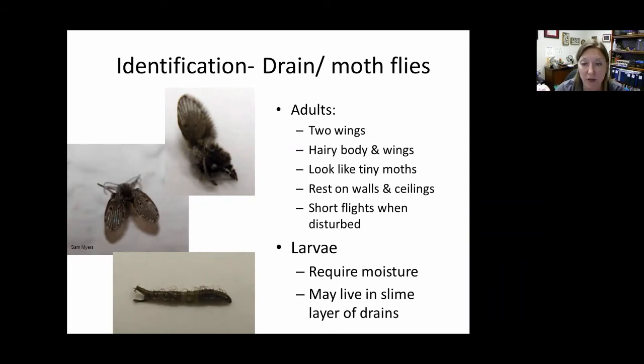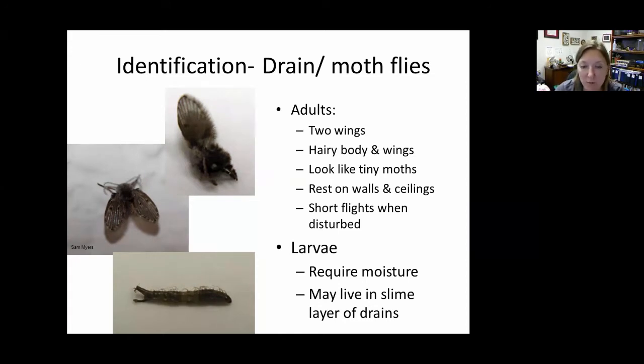They do have those hairy body and wings, and they look like tiny moths. These often will be found resting on the wall or ceilings when you have infestations. And if you disturb them, they don't usually fly really long distances. They will just kind of flutter over not too far away from their original spot. The larvae usually aren't seen, but you can see one there on the bottom.